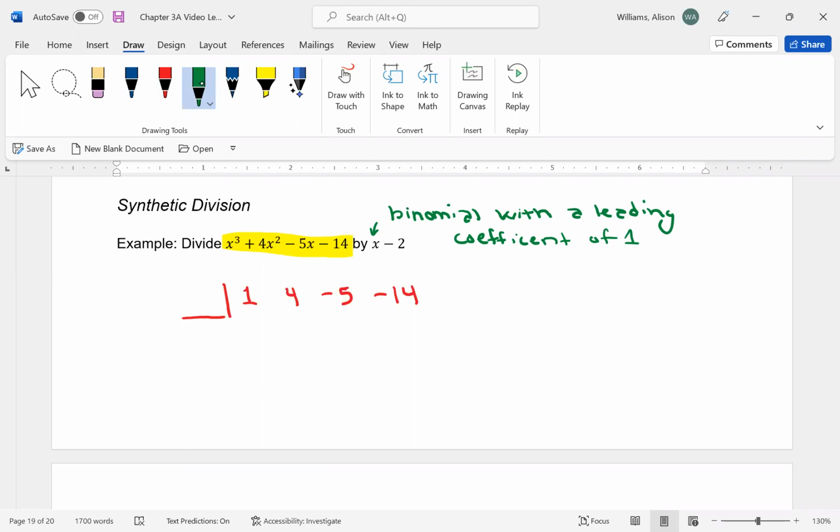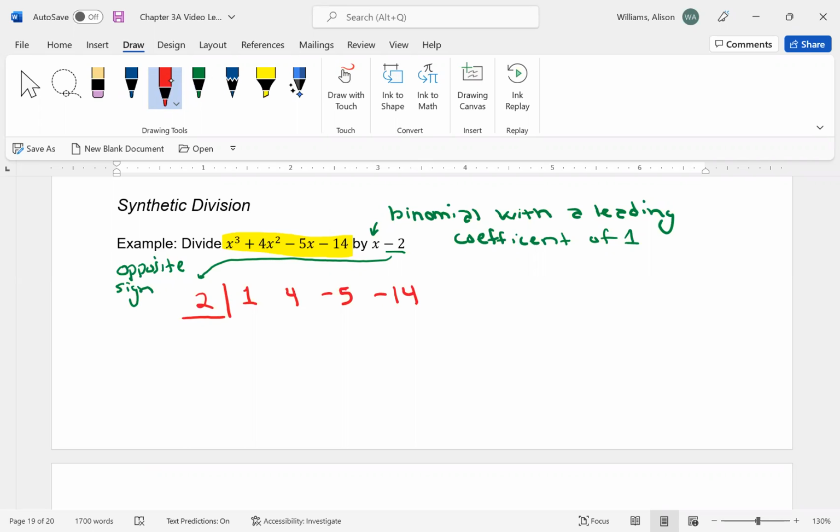Okay, since this particular binomial qualifies, it has a leading coefficient of 1, I'm going to write in not the -2, but just 2. So I'm taking the opposite sign. And the reason is that's compensating for the subtraction step in the long division. So by doing the opposite sign in this little box, that's going to compensate for the subtraction step.